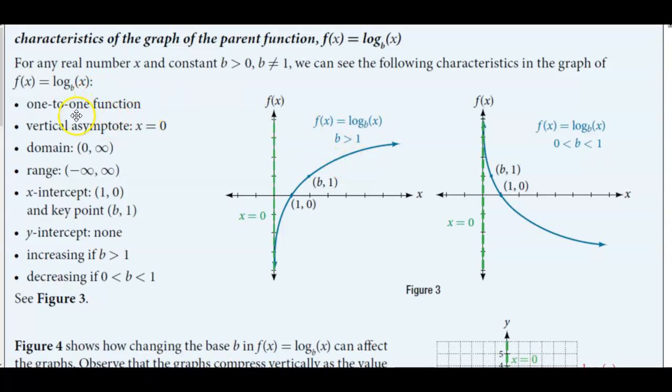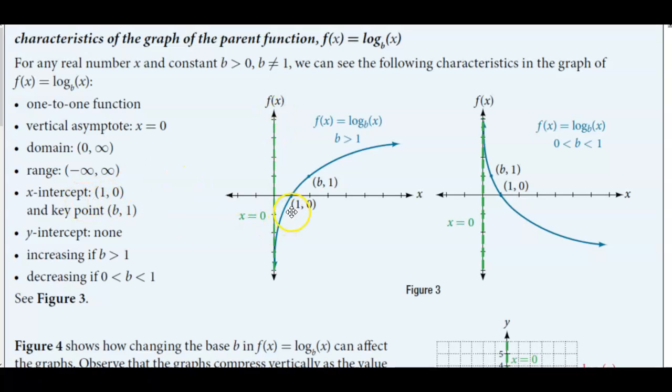Well, we can notice that they're both one-to-one functions because it passes the horizontal line test. Okay, the vertical asymptote is going to be x equals 0. The domain doesn't go across to the negative side, so it only starts at 0 and goes to positive infinity. The range is going from negative infinity to positive infinity.